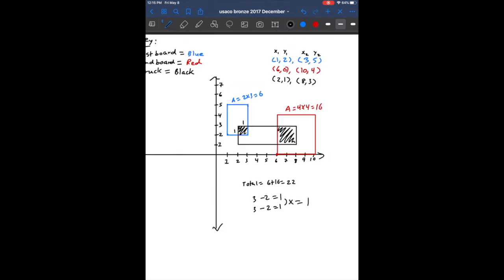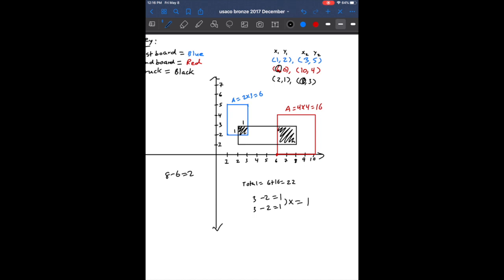And now we can do the same thing for board number 2. We can say what is the minimum in the x2s, and the minimum will be 8, and what is the maximum in the x1s, and the maximum will be 6. So it will be 8 minus 6 is equal to 2, and that is the x overlap, and that is true here. That is right.